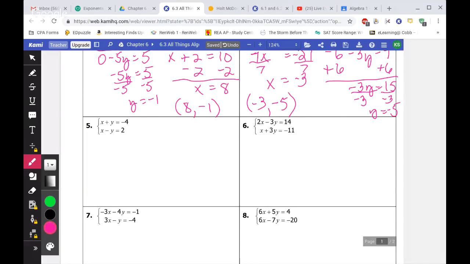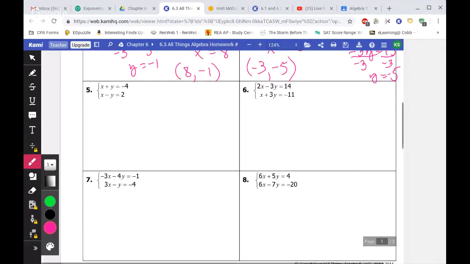All right, on number 5, they actually both have coefficients that match. The x both have ones in front of them, as do the y's. But in this particular case, the y's are opposite of each other. So I'm going to pick that to show you that when the signs preceding the coefficient are opposite, you add. So that's why I'm going to do that here.